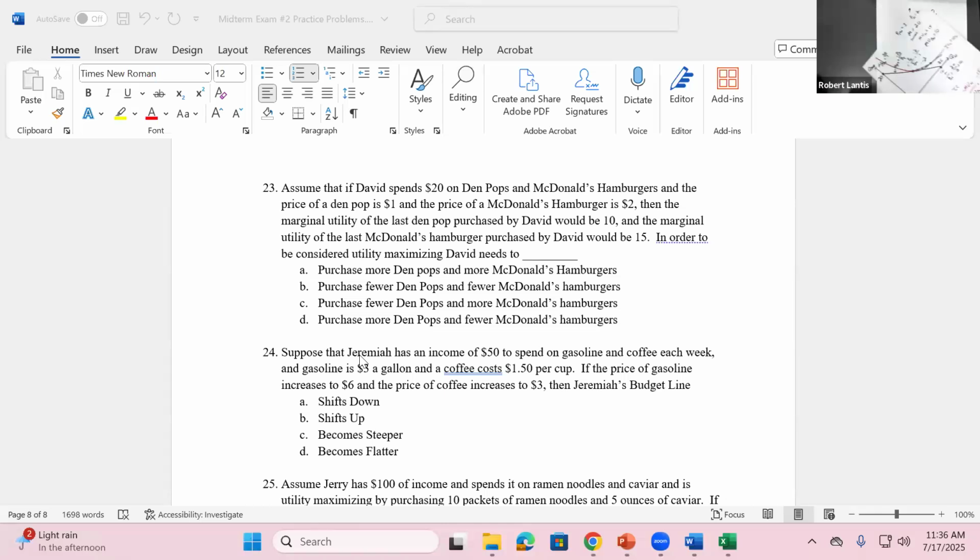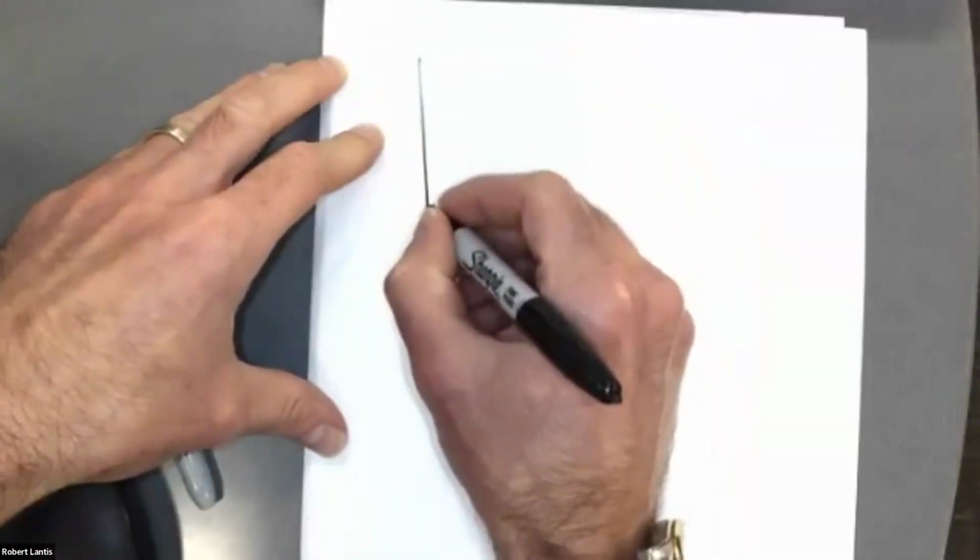Let's say I have kind of a similar example, and we're thinking about shifts in this curve. Right? So I've got $50. I've got two goods, $3, $1.50, coffee and gas. If the price of gas doubles and the price of coffee also doubles, what's going to happen to the budget line? Okay. Well, remember, we don't even have to go through and work this out completely.